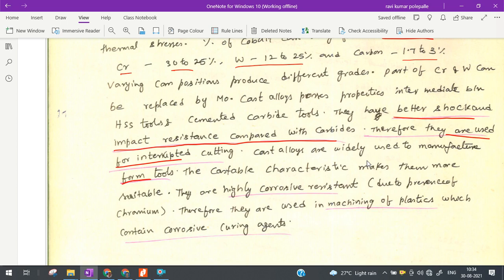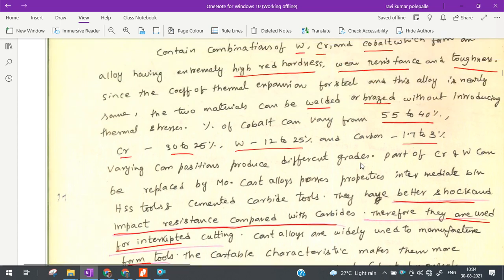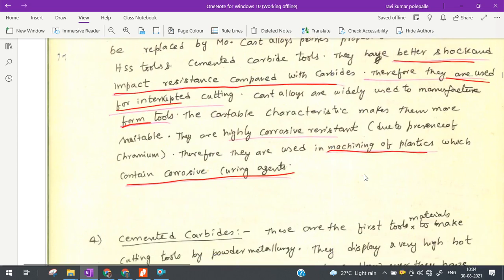They are highly corrosion resistant due to the presence of chromium, and therefore they can be used in machining of plastics which contain corrosive curing agents, right? So this is the third type of tool material.